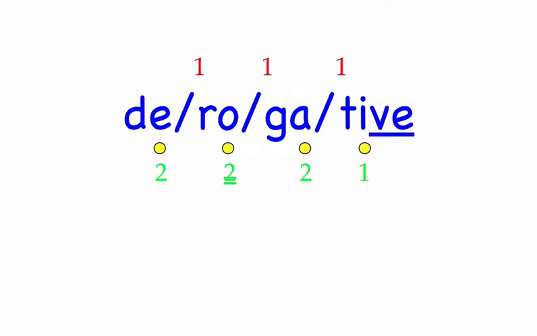Ra, 2 sounds, R, Ah. Ga, 2 sounds, G, A. Tiv, 3 sounds, T, I, V. Derogative. Mark the word.